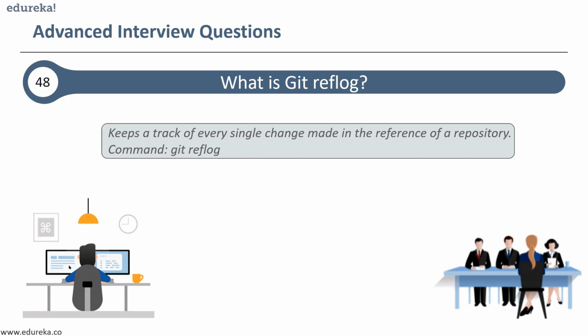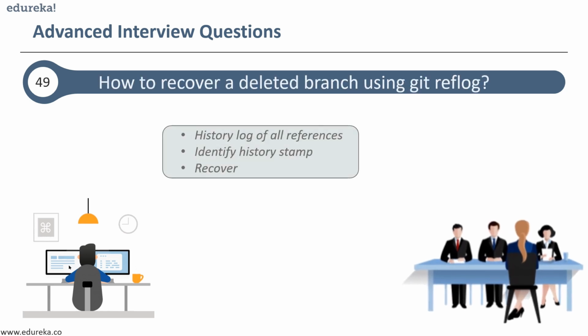So this command must be executed in the repository that has the lost branch. So if you consider the remote repository situation, then you have to execute the reflog command on the developer's machine who had the branch. So the next question is how to recover a deleted branch using the git reflog command.